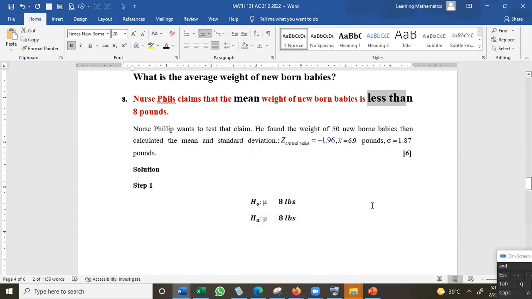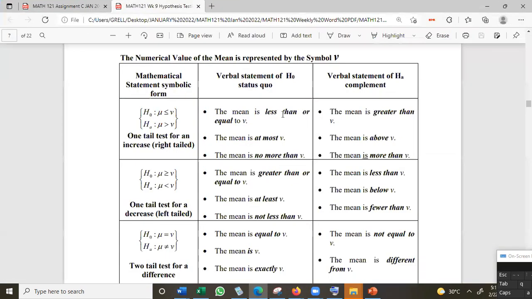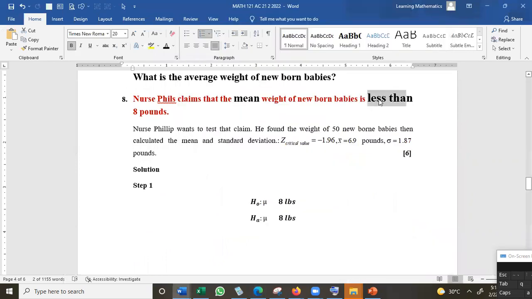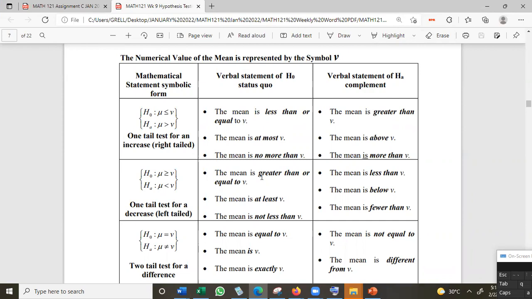So we go to the table and we look for is less than. Where is less than? That's less than or equal to. Look at the H0: less than or equal to. All the H0 have the equals and the HA does not have the equal. This phrase does not have any equal, it just says less than, so we cannot go to the H0 column, because the H0 column has equal: less than or equal to, at most, no more, at least. All these have equals in it.